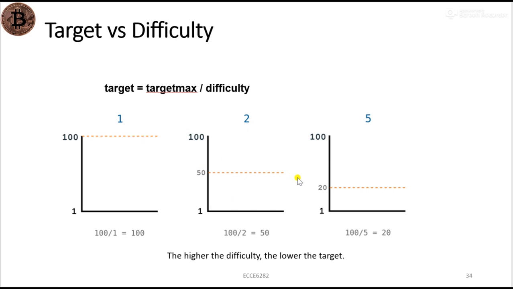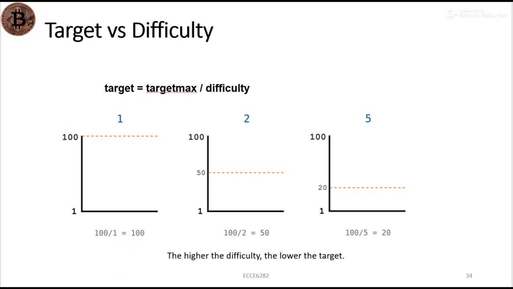Here in this slide we present the relationship of target with difficulty. Let's suppose I give you a range of numbers from 1 to 100, and you are able to randomly generate a number between 1 and 100 once every minute. Your goal is to generate a number below my target number. In the first example, I set my target at 100, so my difficulty is 1. The formula used to calculate target is target max divided by difficulty. Here target max is 100, so the target is 100.